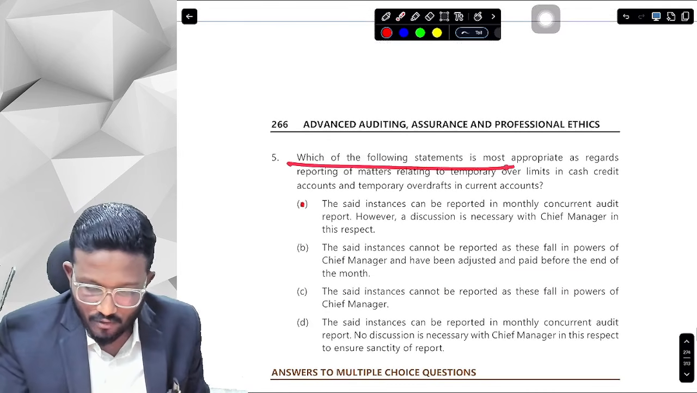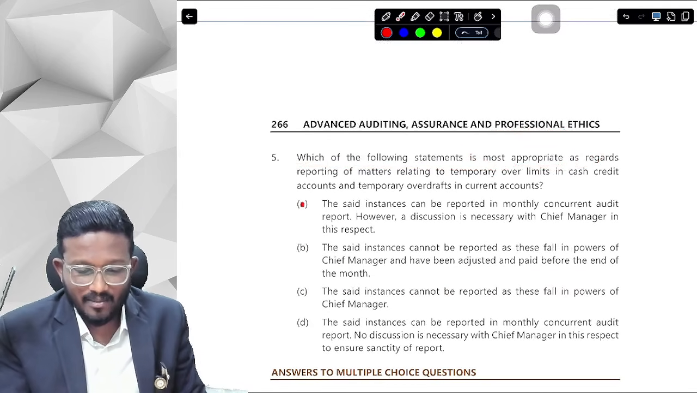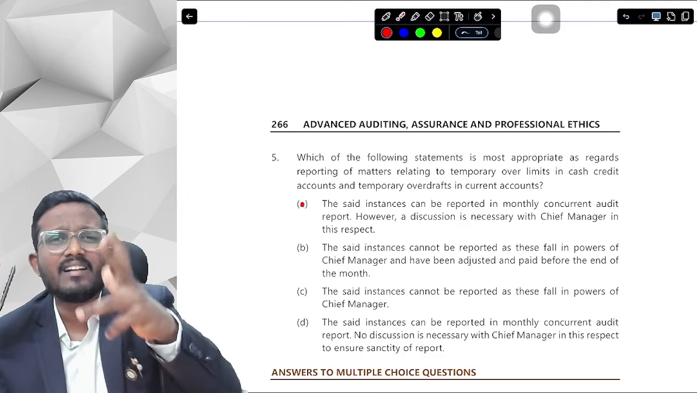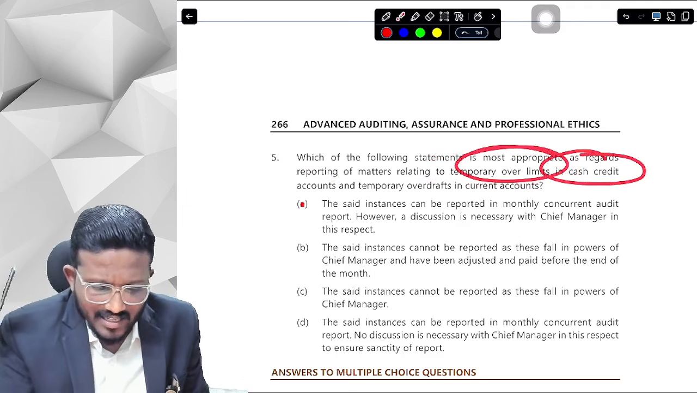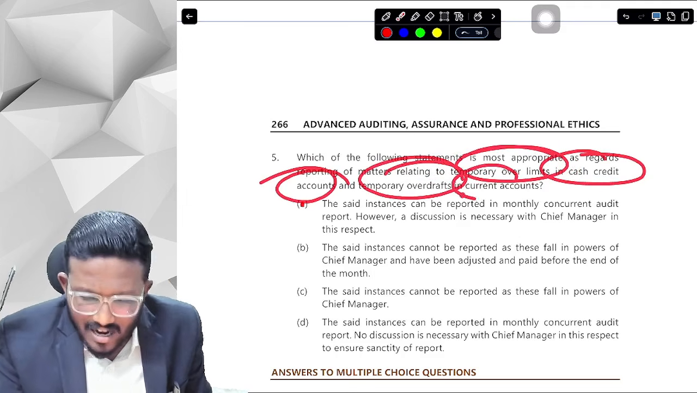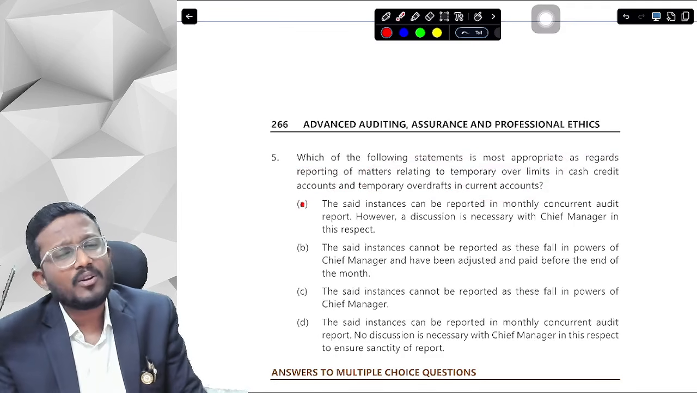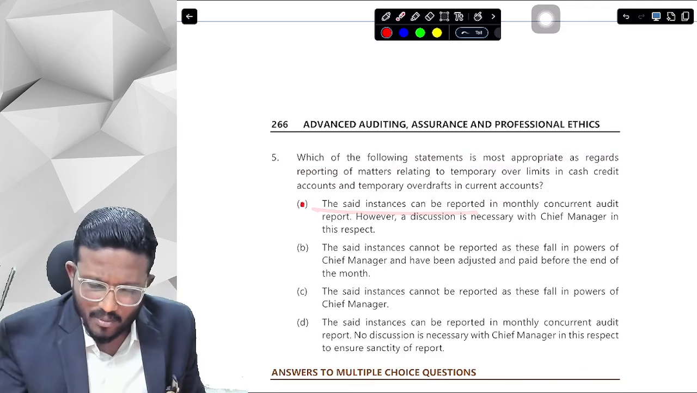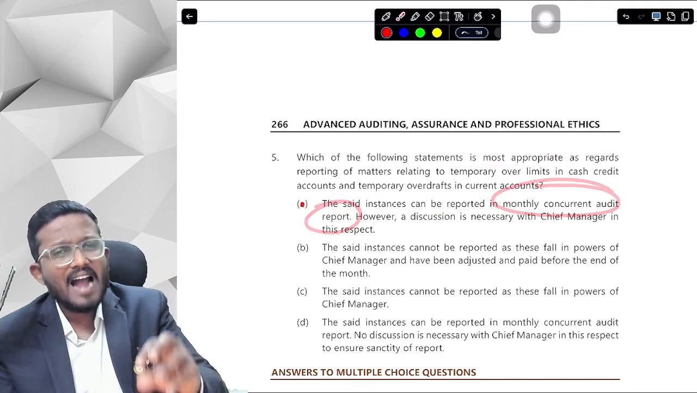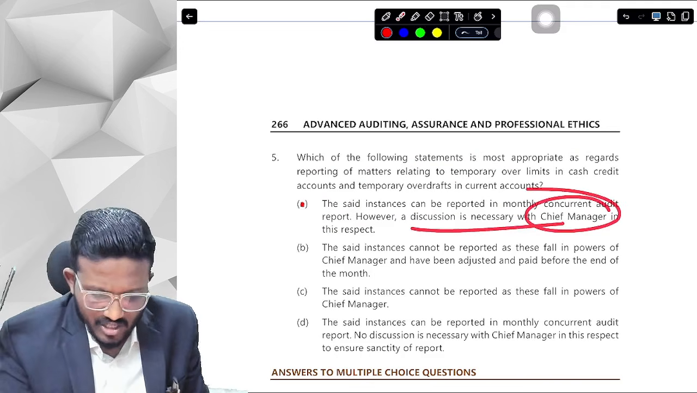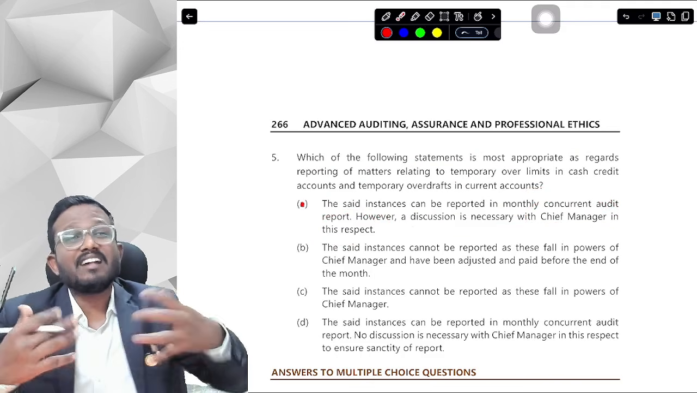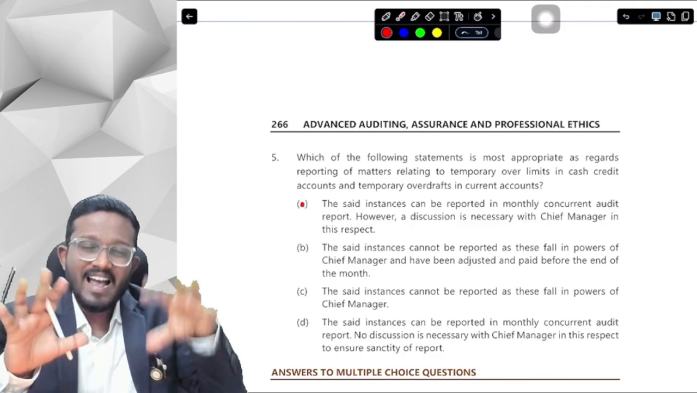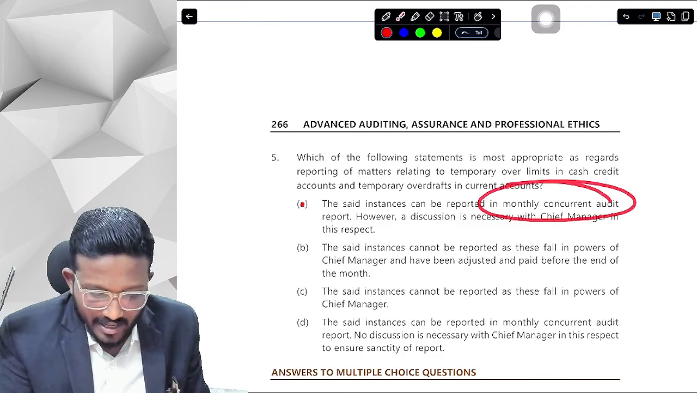Next it is saying which of the following statements is most appropriate regarding the reporting of matters relating to temporary over limits. So basically there is some temporary irregularity: a temporary over limit in a cash credit account, or a temporary overdraft in a current account. What do we have to do, sir? We do not have to do anything. These stray instances we just have to report in the monthly concurrent audit report, and we can also have a discussion with the chief manager regarding this. But we do not have to classify those accounts as substandard accounts or NPA accounts. We just discuss with the chief manager and report in our monthly concurrent audit report.